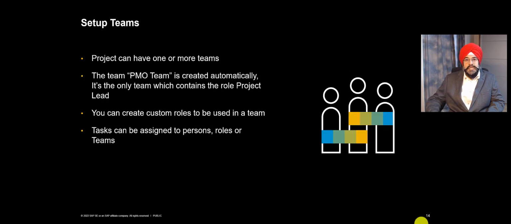You can also set up teams. One of the teams, called the PMO team, is created by default, but you can add more teams if you want. Teams constitute roles, and you can have person assignment to these roles. The standard role list is again coming from the SAP Activate methodology, but if you find it insufficient, you can easily extend the definition by adding custom roles. The important point to note is task assignments. Tasks can be assigned to persons, roles, or teams very easily, and that also can be changed later.